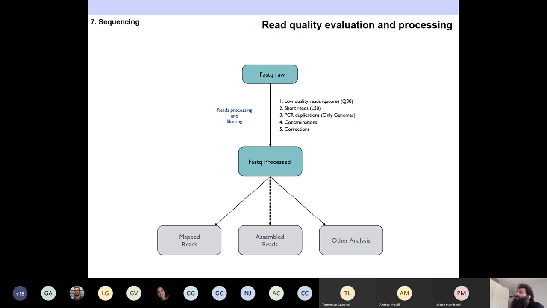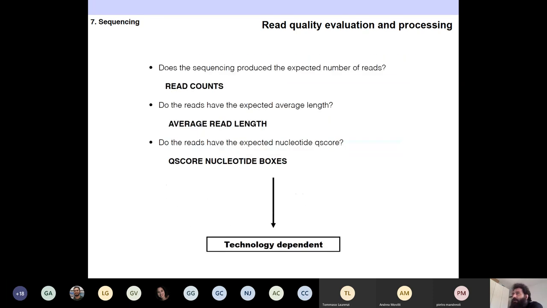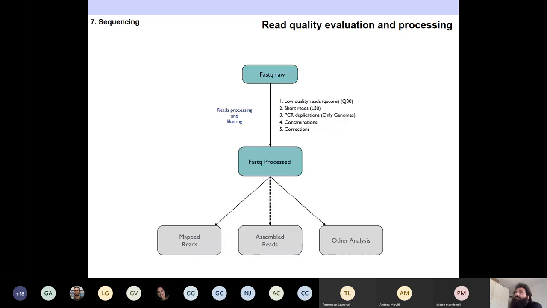The last thing that I wanted to mention, and it is probably better if I leave this for after, is that when you obtain the reads from the sequencer, you need to start to do some processing, okay? But I will tell you about that later.